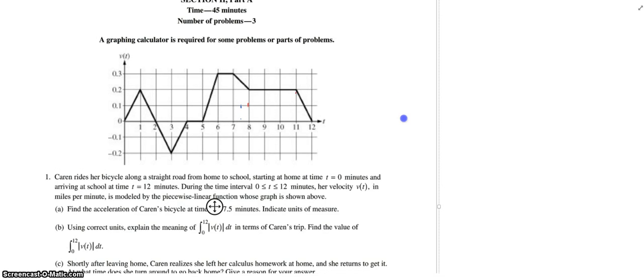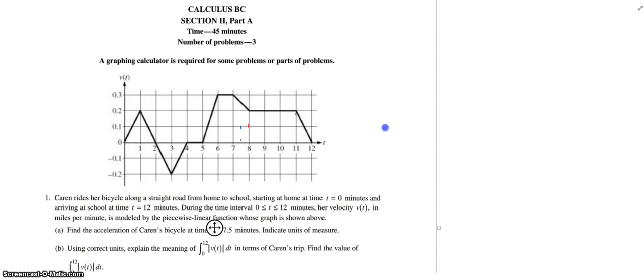Hello, so today I'll solve this 2009 AP number 1 question. This was from the actual AP Calc BC. This is the graphing calculator section, so you're allowed to use a graphing calculator. When we read the question, we can tell that this graph is the velocity graph, and it is in terms of t, which is in minutes.